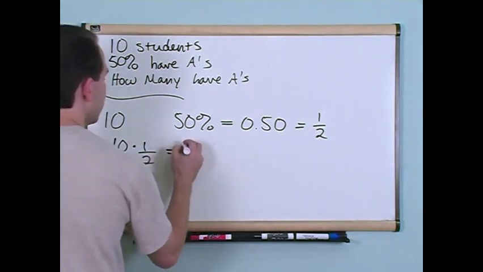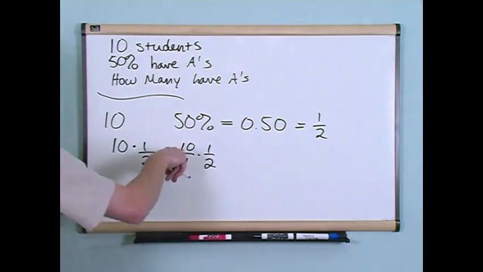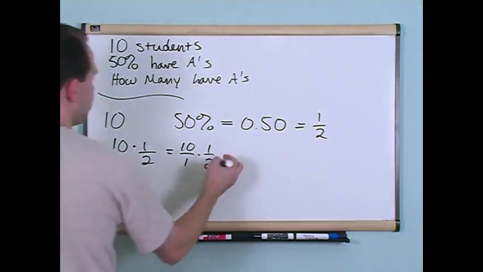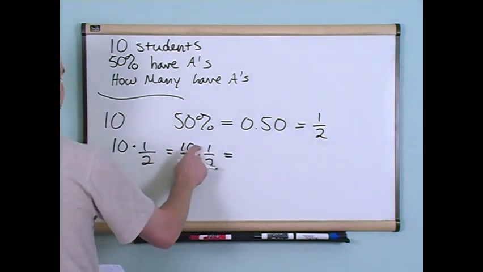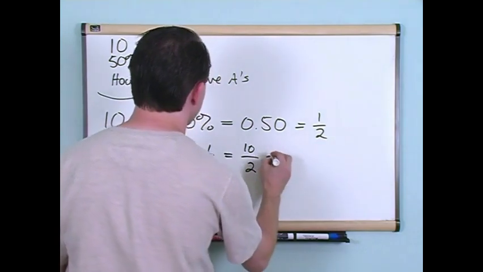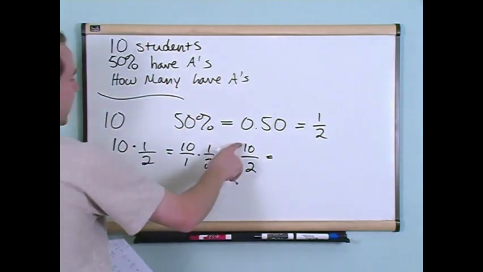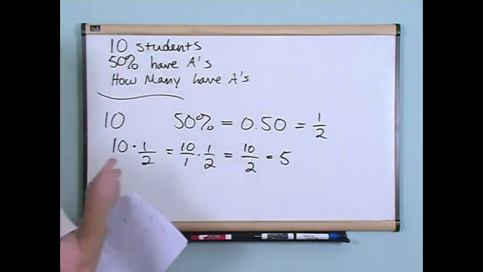And to do this, we're going to go ahead and put 10 over 1, because we're going to be multiplying fractions. 10 over 1 is equal to 10, okay? Because anything divided by 1 is just itself. So again, to multiply fractions, 10 times 1 is 10, and on the bottom, 1 times 2 is 2. And then this is just a fraction you can divide. 10 divided by 2 will give you 5. So 5 students in the class have A's.